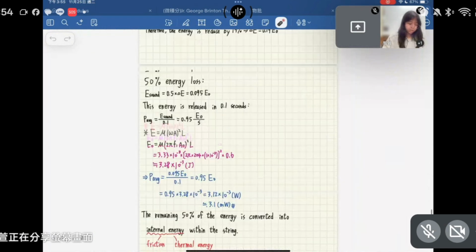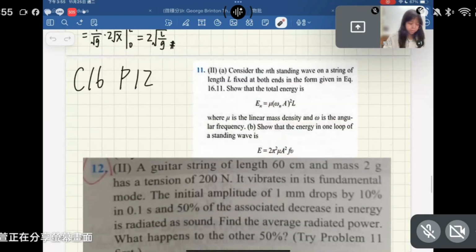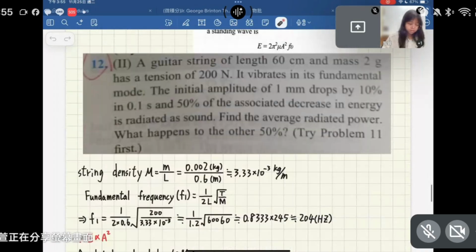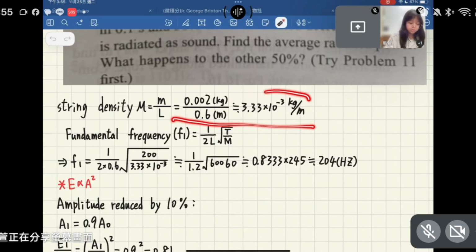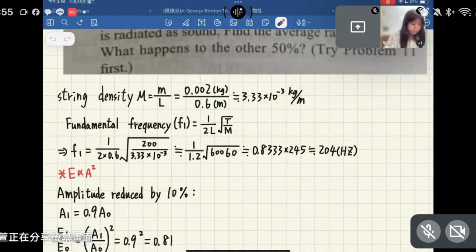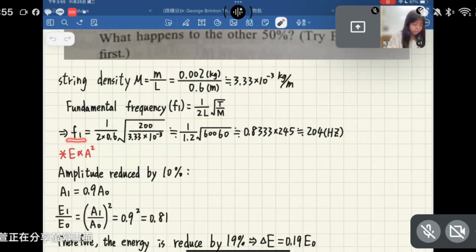Okay, the next question is chapter 16, problem 12. For problem 12, we have to use problem 11's equation here. So the string density is the same as this one. The string density will equal mass over L, the length of the rope, and we can get the rope density of 3.33 times 10 to the negative 3. So our fundamental frequency equals this one.